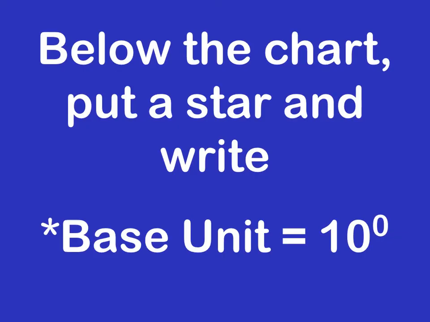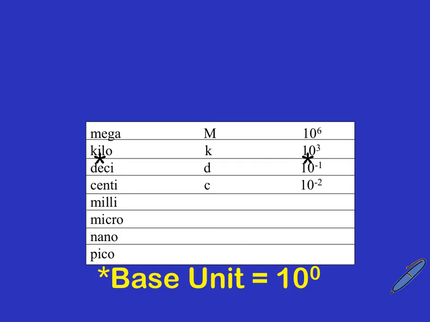So what I want you to do is write that at the bottom of the chart. Put the star down there to indicate what the star means that you just wrote before, and write base unit, which equals 10 to the 0. Just like you see here. Base unit equals 10 to the 0. I didn't put the rest of the chart on here because I didn't think you needed it at this point. I was just trying to give you some perspective. But this goes at the bottom of the chart.